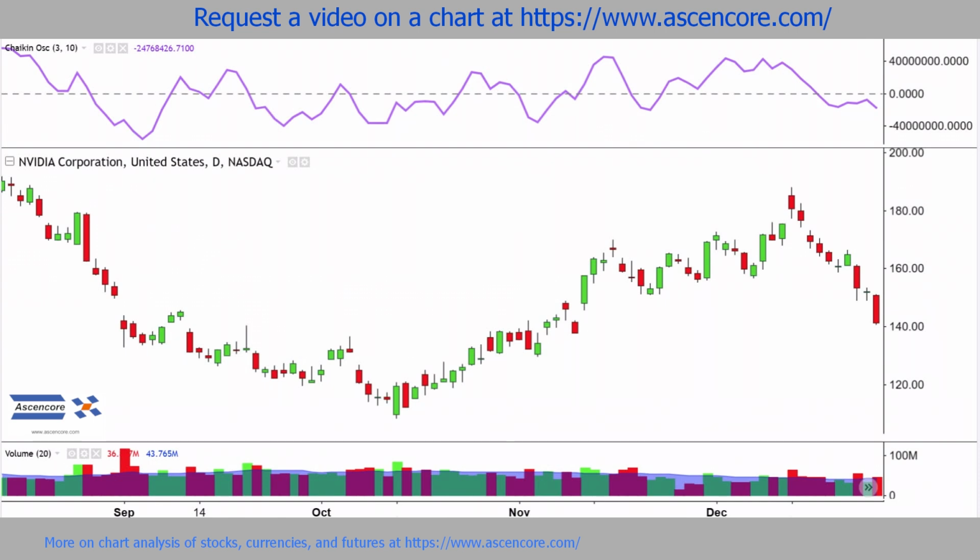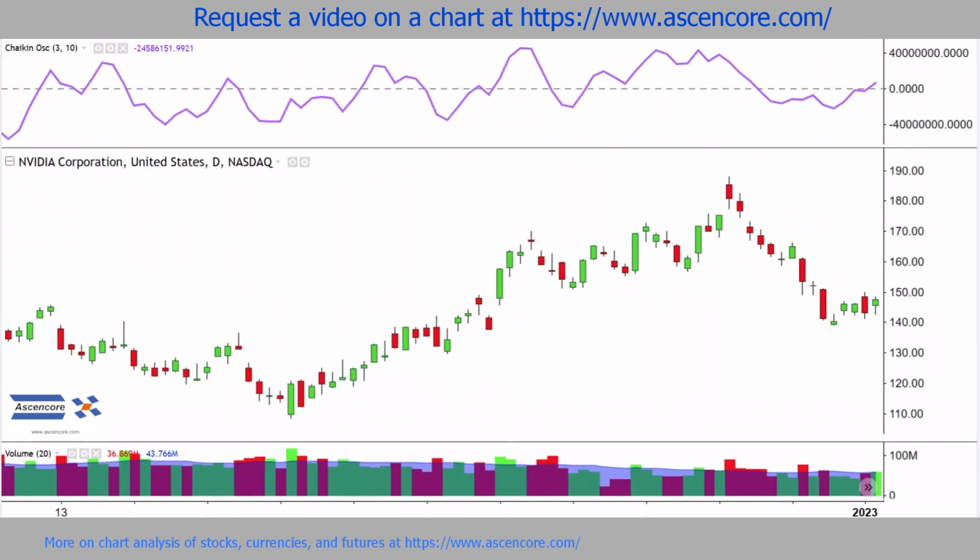What we now have is the beginning of the end to a downward retracement in this new established uptrend.